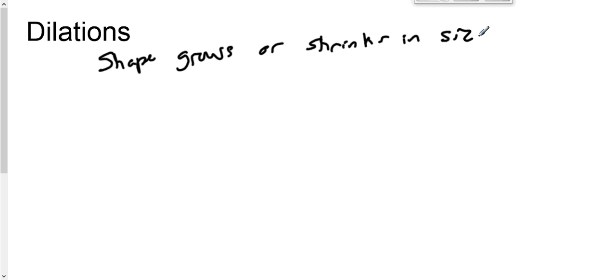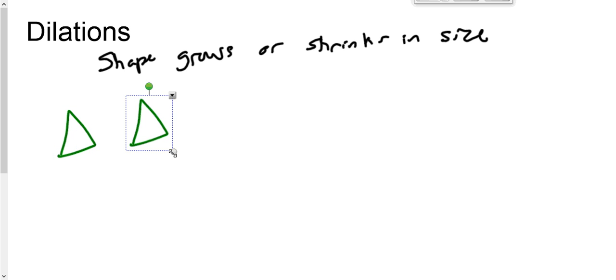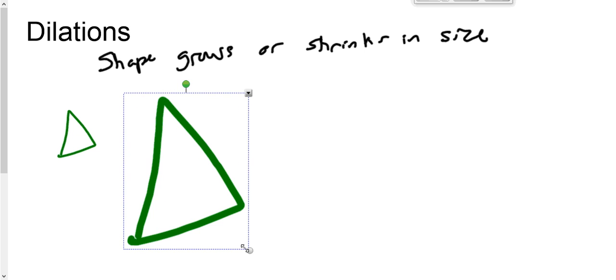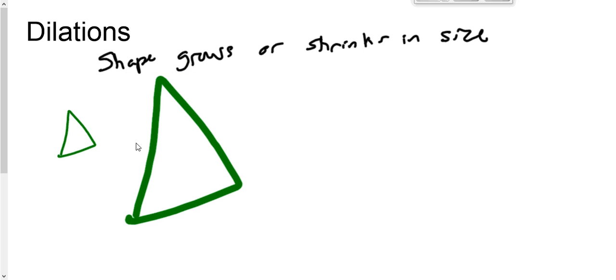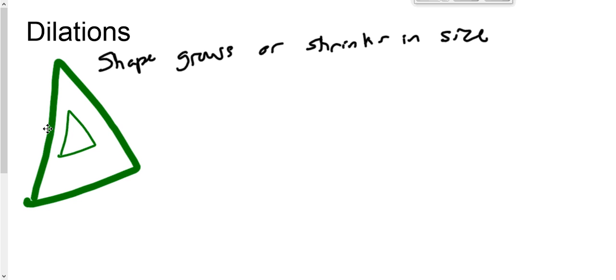is when a shape grows or shrinks in size. So we have some shape, then that exact same shape in the same manner just becomes larger. Same triangle, just something larger.